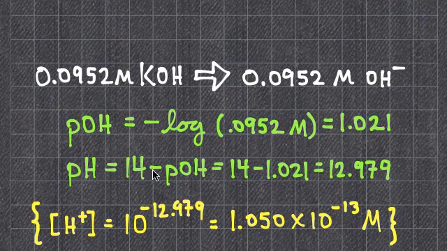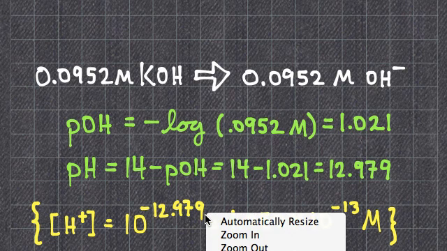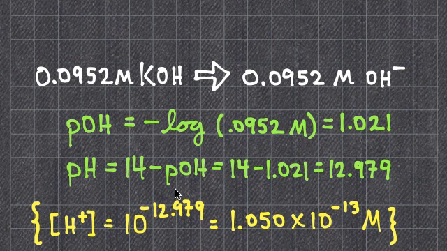Then I simply subtract that from 14. The definition of pH and pOH lead me to this 14 number. Subtract the pOH and the pH would be 12.979, which plus this should be equal to 14. Or I can work backwards if I like to find the hydrogen ion concentration as well.